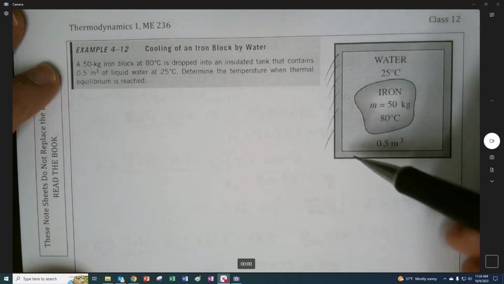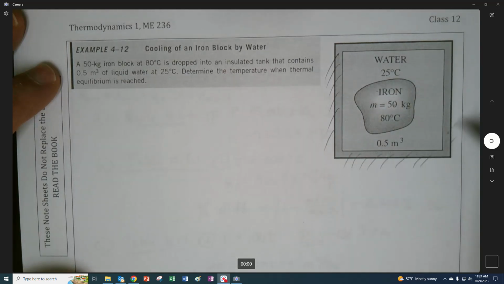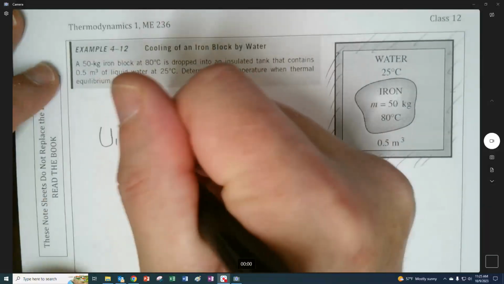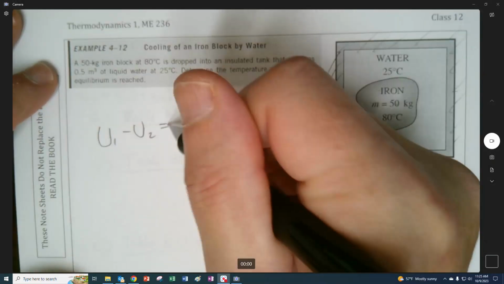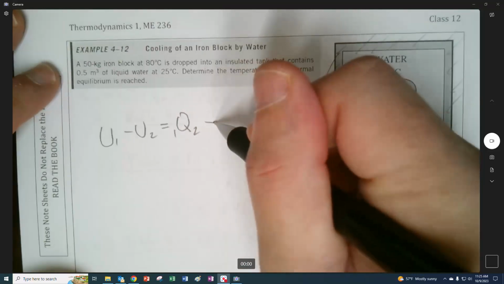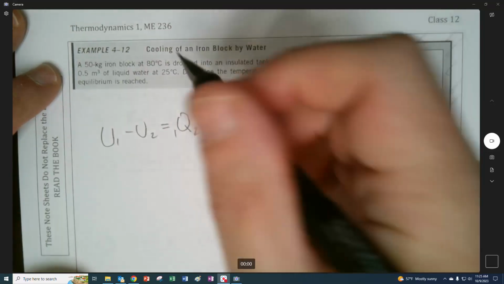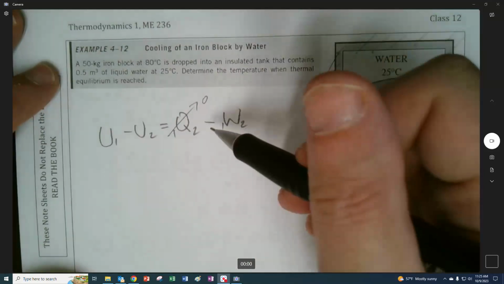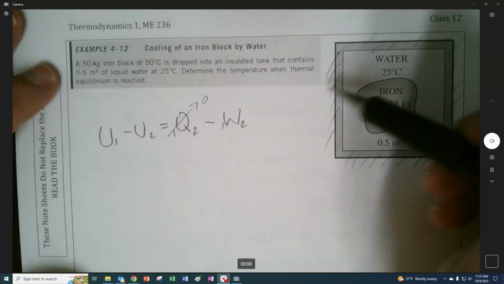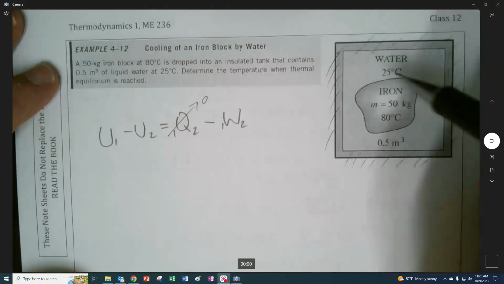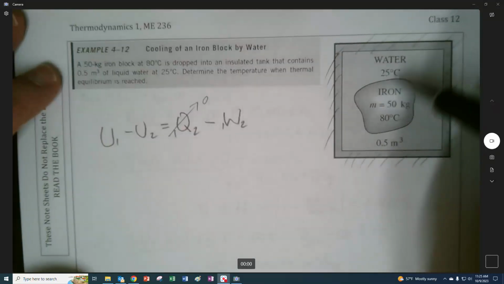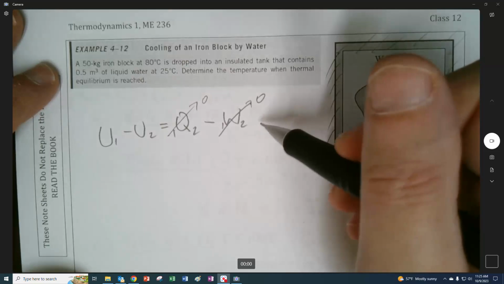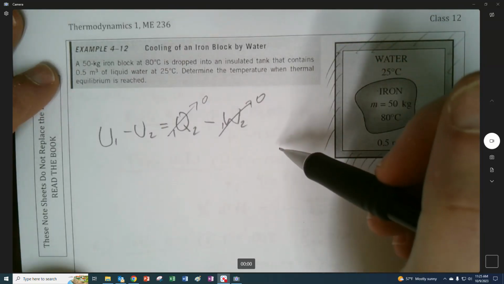Notably, this tank is insulated, right? So if we're going to write out the big energy equation in a process, take a look at that, and it's insulated, so it's adiabatic, meaning no heat can transfer across this boundary, and it's going to be the same volume. So constant volume means no work can be done.